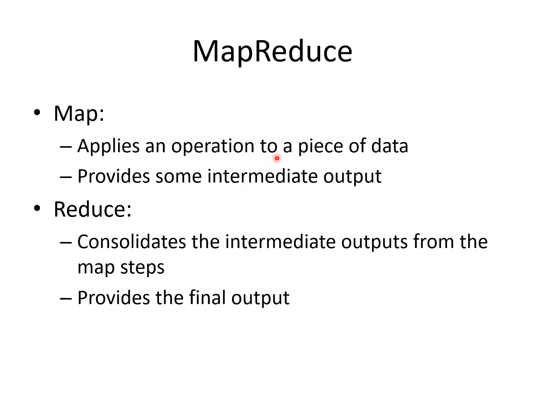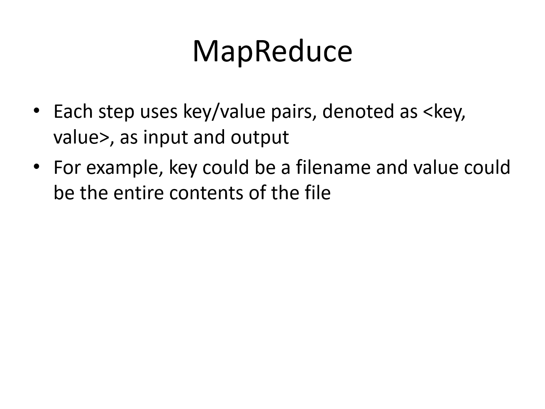Map applies an operation to piece of data, provide some intermediate output. Reduce, consolidate the intermediate outputs from the map step and provide the final output. Okay, then each step has a key and value pairs. Okay, setiap task tu dia ada key, dia ada value dia. Then, for example, key could be a file name and value could be the entire contents of the file.